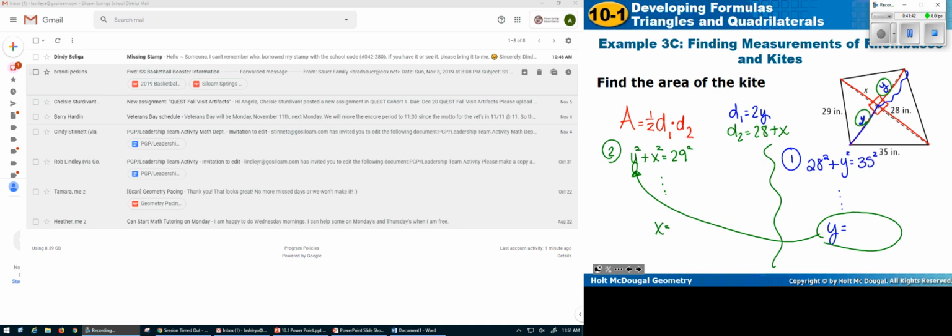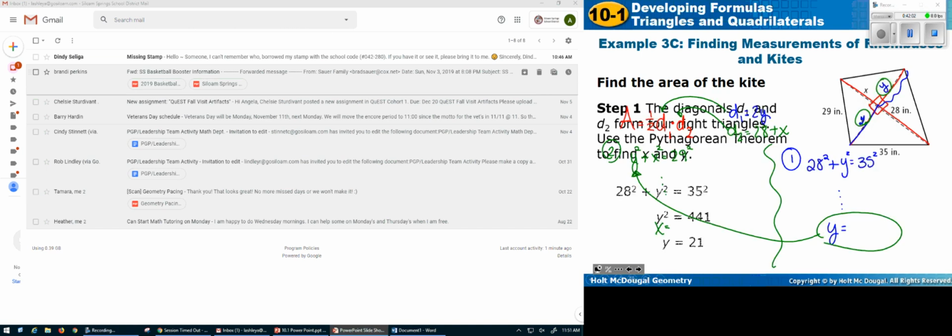Make sure you add them, not multiply them. And then we would just take those values and plug them in for D1 and D2 and solve. So this is a longer process, but just individual small problems to do to get there. Questions? Okay, if you look at the last example, so that's as far as I'm going to go there.